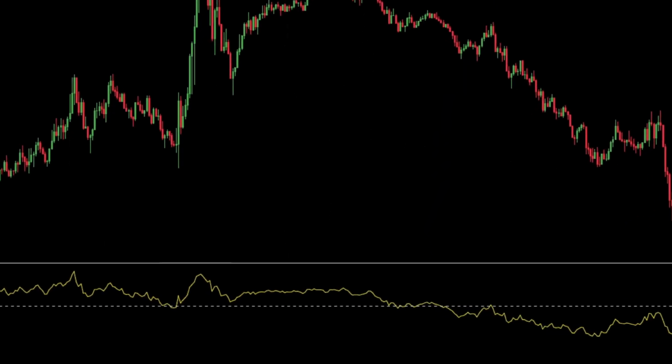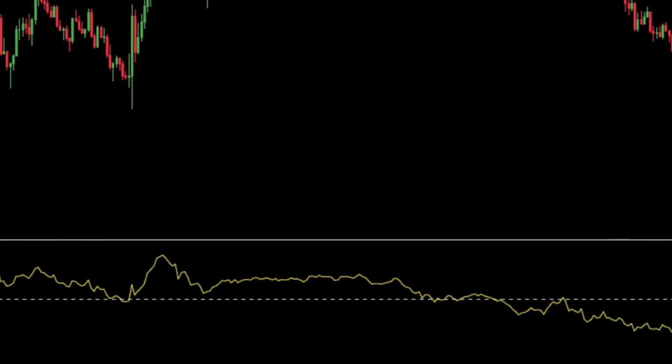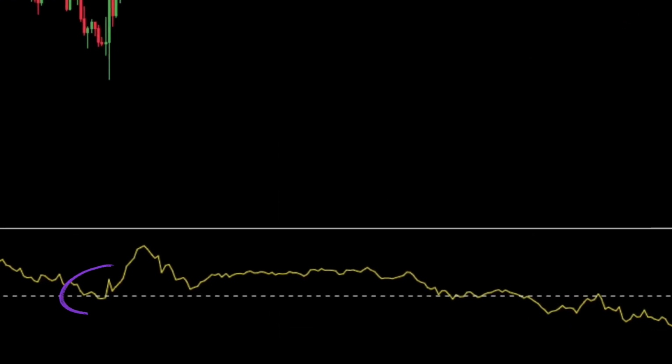This RSI indicator will be used as a guide to place orders in the market. If the RSI signal line crosses above the 50 level, it is a buy signal. In this position, you will focus only on placing buy orders. If the RSI signal line crosses below the 50 level, it is a sell signal. In this position, you will focus only on placing sell orders.